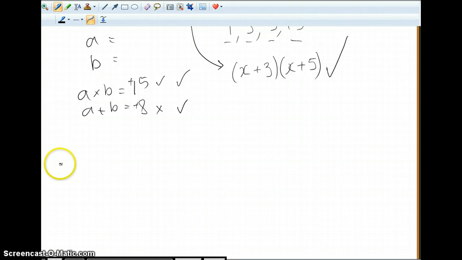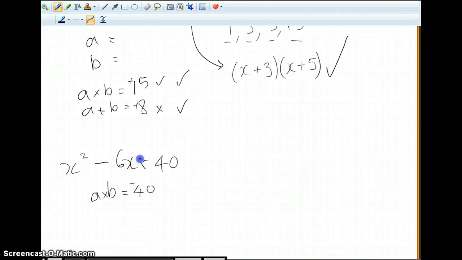Another example could be x squared minus 6x minus 40. Again, the a times the b must give 40. Hold on, it must give minus 40. Don't forget the minus here. And the a plus b must give negative 6.